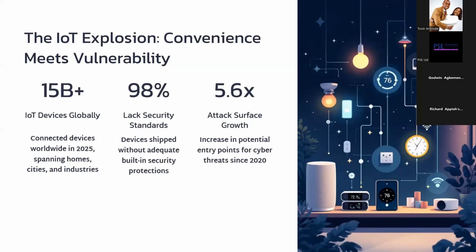So we have 15 billion devices now. There is a possibility of attacks on many of them. And it also happens at 5.6 times attack surface growth across all the devices that we use. So this is actually a very serious thing we are looking at right now. So moving forward, we are going to understand how best we can mitigate these kinds of vulnerabilities that we find ourselves in with regards to the devices that we use.